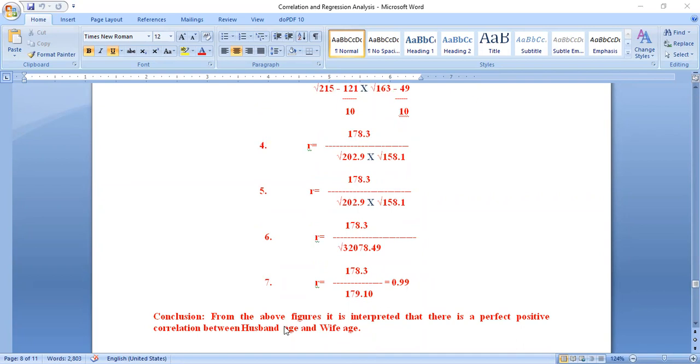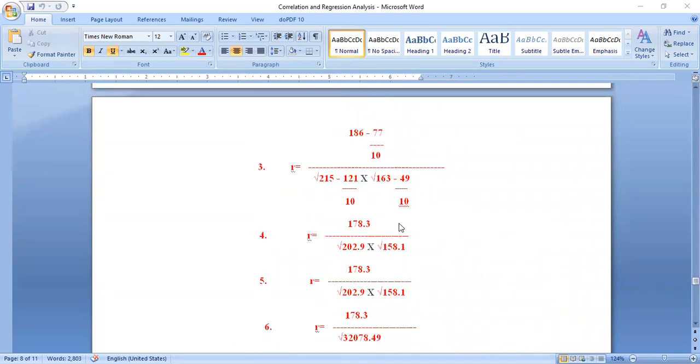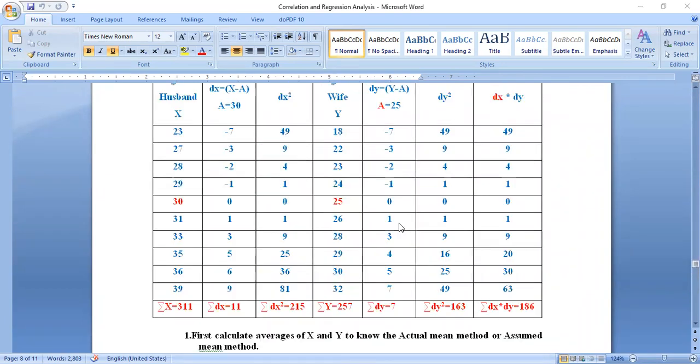From the above figures it is interpreted that there is a perfect positive correlation between husband age and wife age. You have to write the conclusion part in this way. Then I think you understood the problem. Once again I am repeating it here.